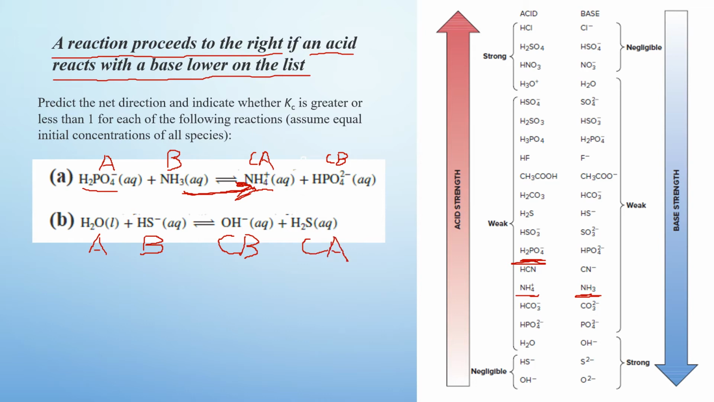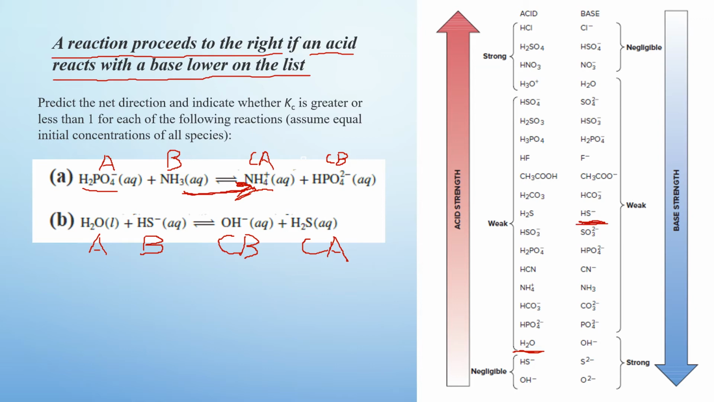Now let's compare the relative locations in this figure. Let me erase the mark I left earlier. For water, it is here. And for the conjugate acid, oh no, let's look at the base first. For the base HS-, it is right here.